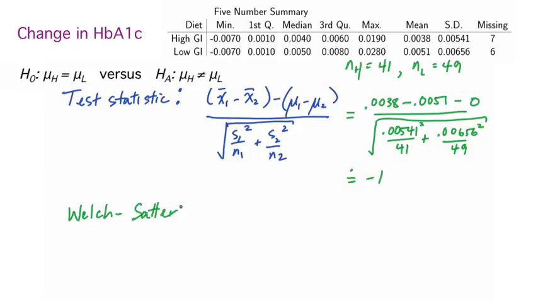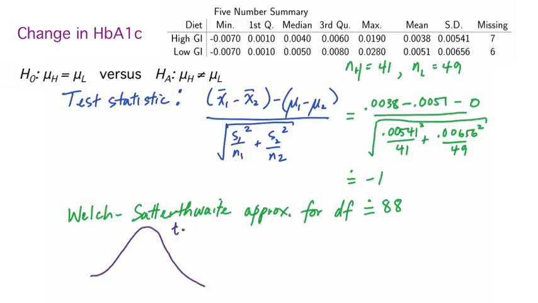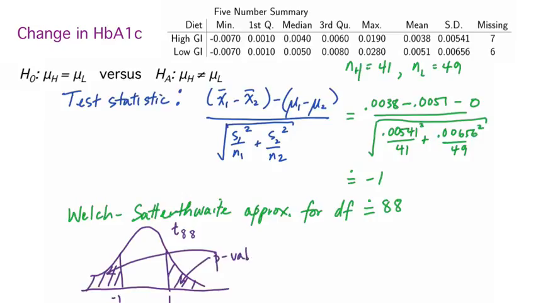The Welch-Satterthwaite approximation for the degrees of freedom is about 88. So we need to calculate our p-value from a t-distribution with 88 degrees of freedom. We can draw this t-distribution. It looks something like this. And we can put on this plot our test statistic of -1. Because we're carrying out a two-sided test, values that are more extreme than what we got include values that are both less than -1 and greater than +1, since those are equally as far from 0. And our p-value is the shaded area in the plot. And using some statistical software, the p-value is about 0.3.